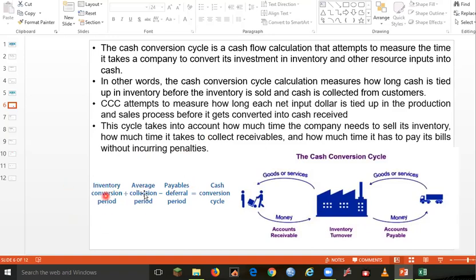So this is the formula for cash conversion cycle. Inventory conversion period plus average collection period minus payables deferral period.